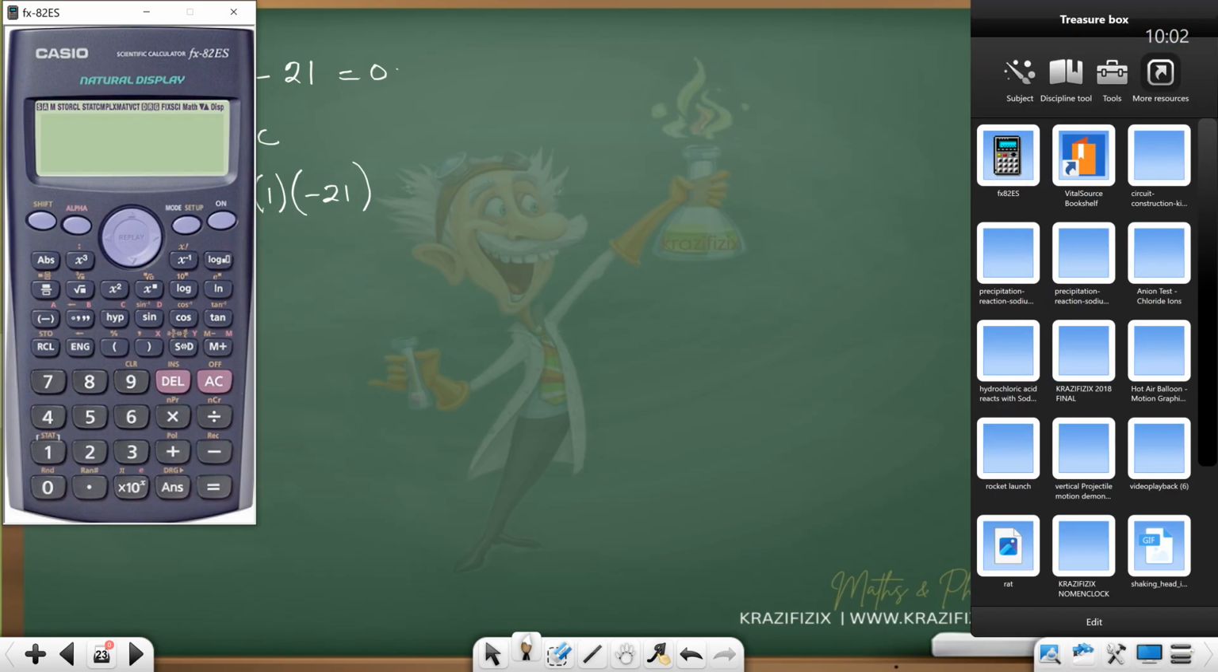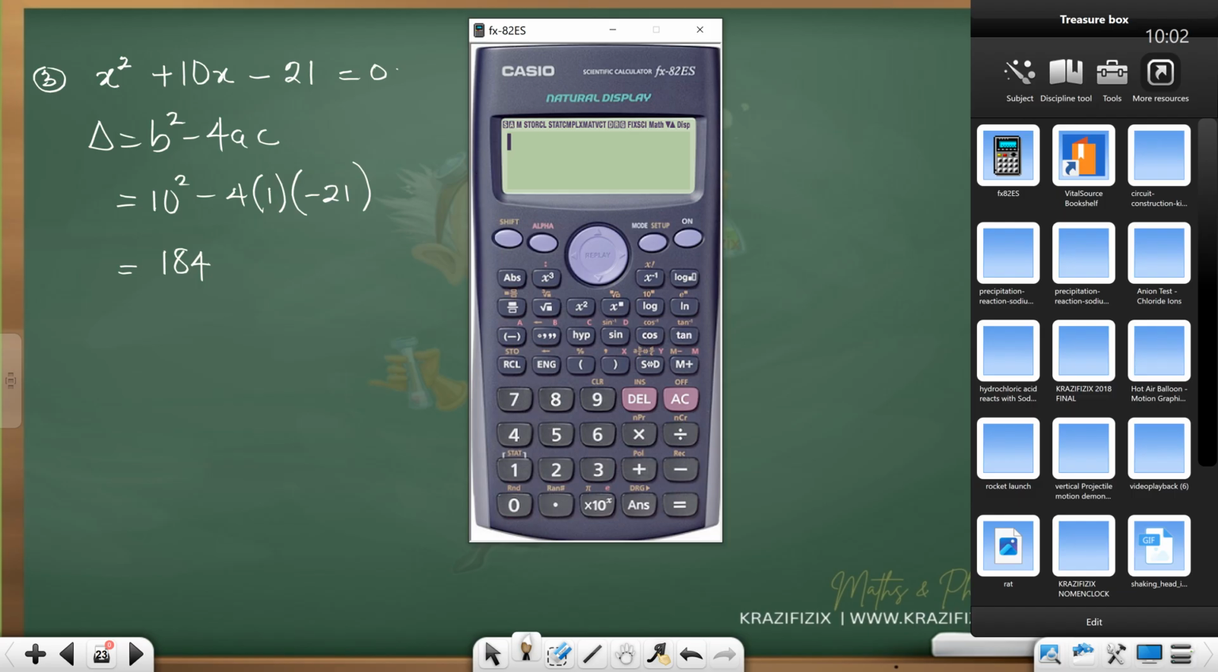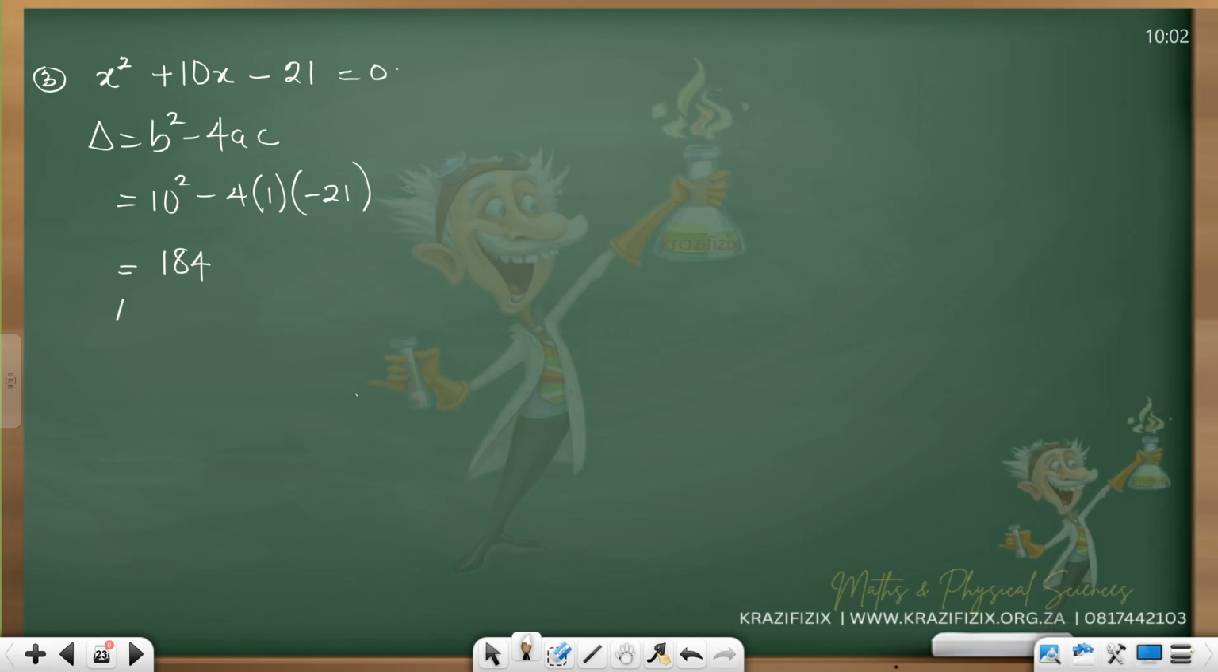How do you check if it's a perfect square? You just say the square root of 184. So it's not a perfect square. So you can see the discriminant is greater than 0, which tells me that my roots should be real. Since it's greater than 0, they should be real and unequal. But it is not a perfect square. All right? Not a perfect square.